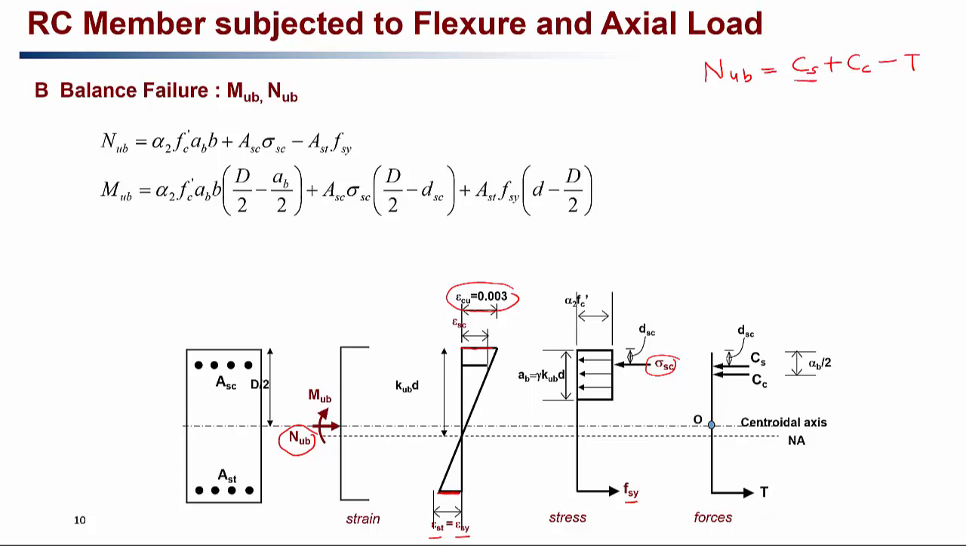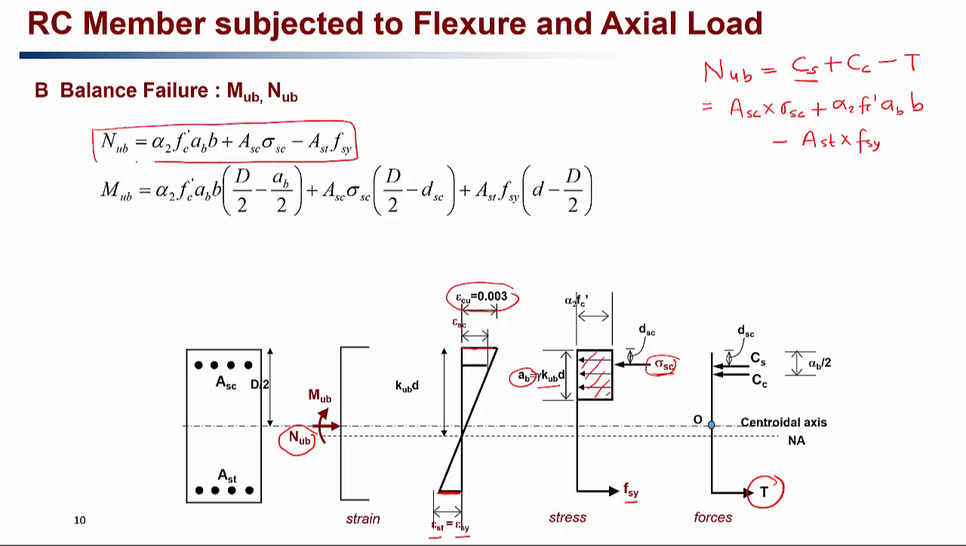Now, in here, the compressive force taken by the steel is equal to the area of steel ASC multiplied by the stress in this compressive steel, which is sigma Sc. Good. Now Cc is the compressive force taken by the concrete, so it is the volume of that equivalent stress block diagram, which is equal to alpha 2 Fc dash multiplied by gamma KUBD, which is written as AB just to shorten the expression, and multiplied by the width of the beam B. Minus the tensile force, which is equal to the area of steel AST multiplied by FSY, since it is yielding. So that is the expression for your balance failure load NUB. That's exactly what we have written here, right? There are 4 forces, so NUB should be equal to Cs plus Cc minus T.